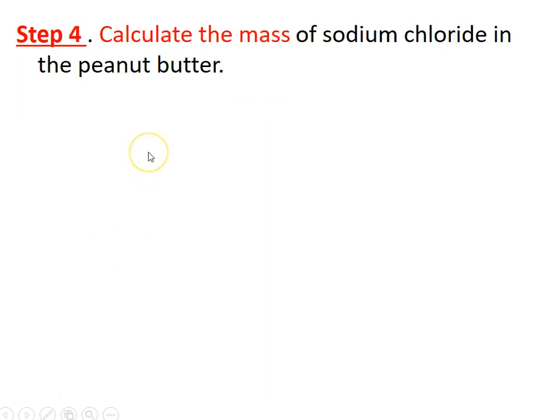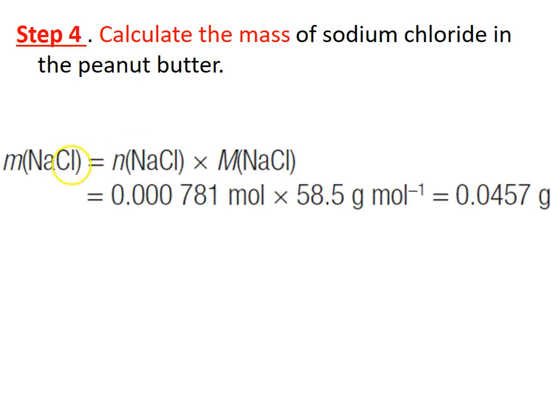Calculate the mass of salt. So now we've got the moles. We rearrange the equation to get the mass. Make sure you're rearranging your equation properly. So we've got 0.0457 grams of salt.